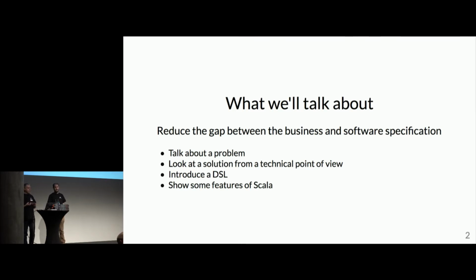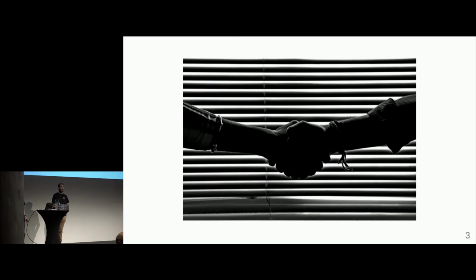And then we're going to introduce what's called a domain-specific language that helped us really reduce the gap between the conversations we were having with the business and the actual code that we were writing. And we're going to explain, doing that, a couple of features of Scala that we use in order to make that possible. Cool. So the client approached us with a problem.